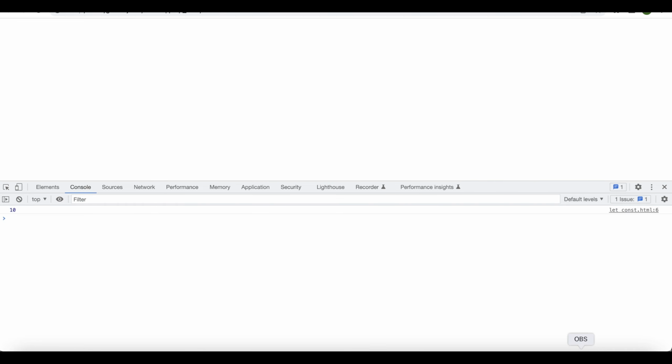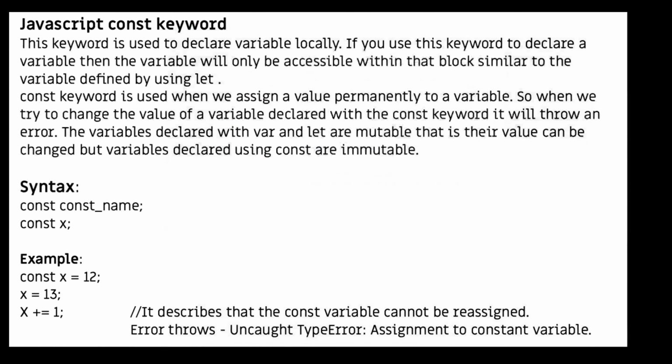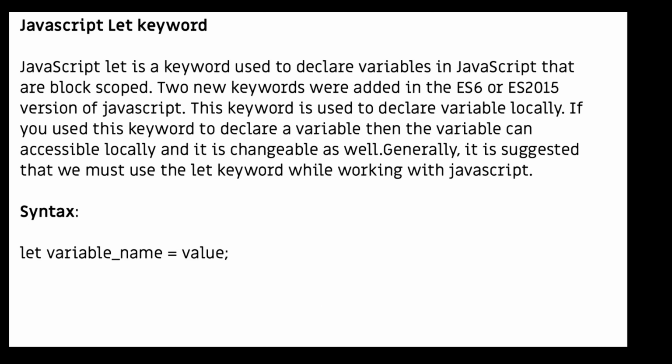So next is the JavaScript let keyword. JavaScript let is a keyword used to declare variables that are block scoped. Two new keywords were added in the ES6 or ES2015 version of JavaScript. This keyword is used to declare a variable locally. If you use this keyword to declare a variable, then the variable is accessible locally and it is changeable as well. Generally, it is suggested that we use the let keyword while working with JavaScript.